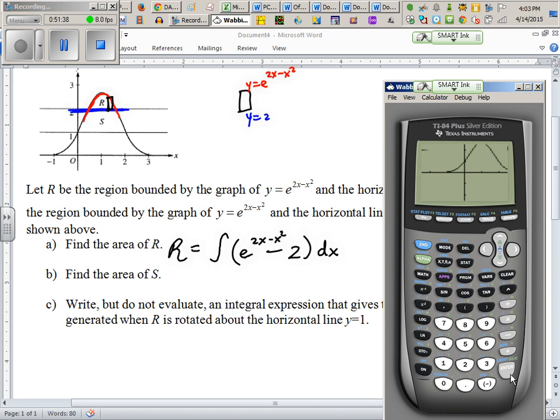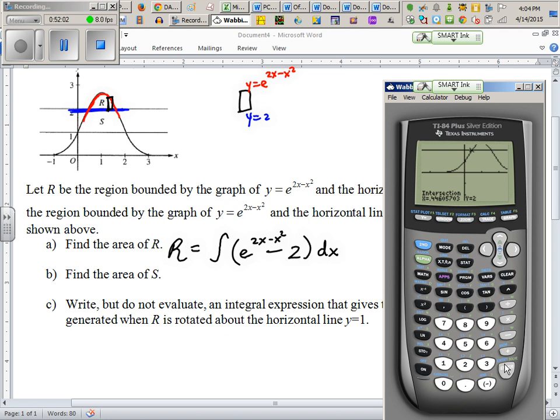So where are these crossing points? That's what the intersect button's for, right? So you just do intersect. Y1 is the exponential curve. Well, it looks more like a bell curve. And then Y2 is the y equals 2 line. And I don't ever guess. It just says 0.446.